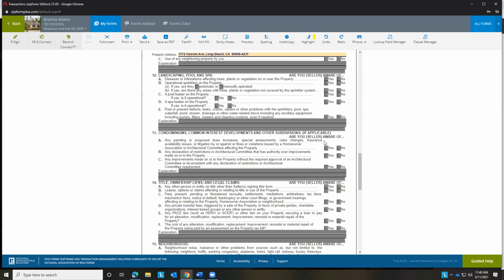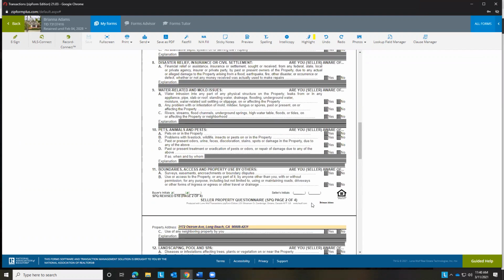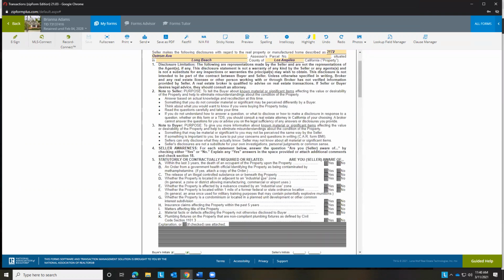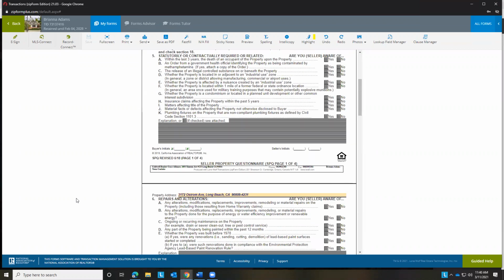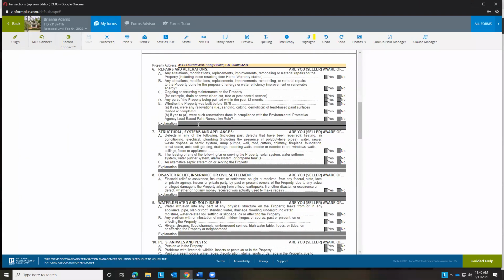Do they have CC&Rs? Yes. Do they have to ask somebody if they can paint their door bright red? Yes, they do. Every single question here that is checked yes, all of them require answers. I know it's silly. If they check up here that the property is a condo, they shouldn't have to write that it's a condo, but they need to.